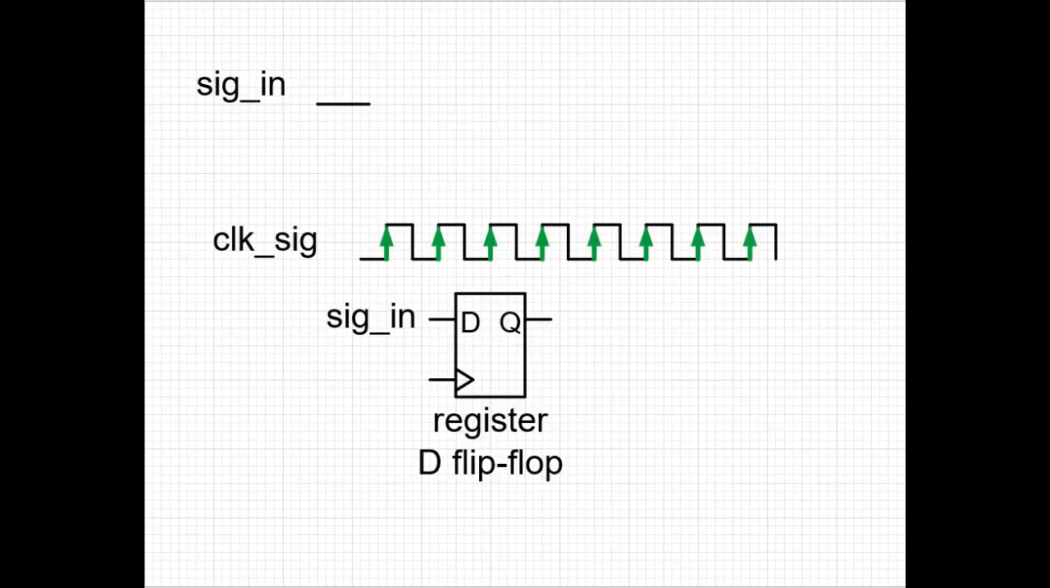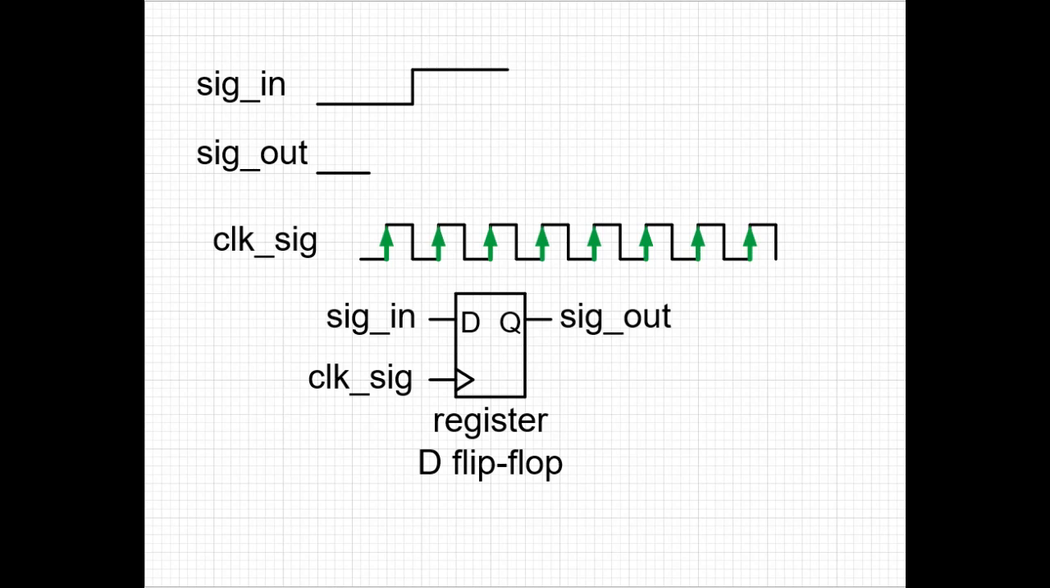Say we have an input to the register flip-flop that we'll call sig in, and an output named sig out. Our clock is clock sig. Now if sig in goes high here, this clock rising edge misses the high going sig in, but this one catches it. And the register output, sig out, now goes high, following the input signal.